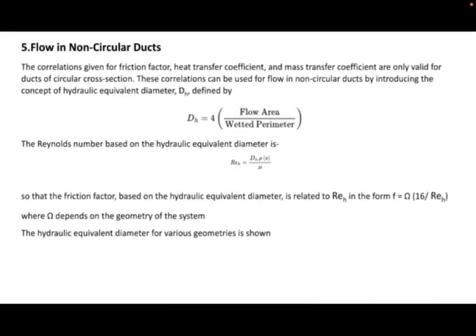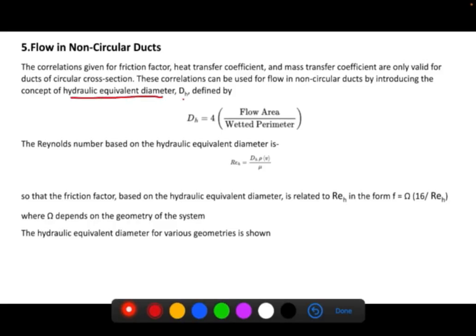Lastly, we have flow in non-circular ducts. The correlations given for friction factor, heat transfer coefficients and mass transfer coefficient are only valid for ducts with a circular cross section. These correlations can be used for flow in non-circular ducts by introducing a concept of hydraulic equivalent diameter DH. Here DH is defined as 4 into flow area upon wetted perimeter.